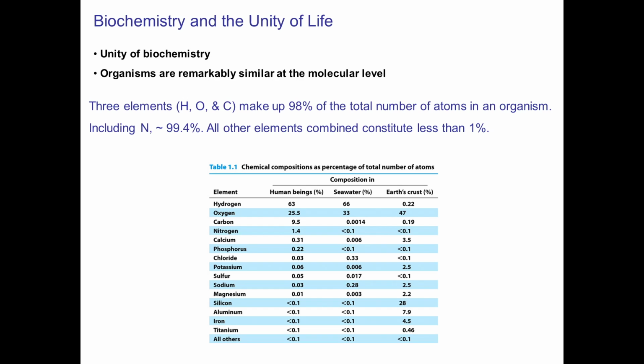The next most abundant thing in that chart is nitrogen. Now if I include that nitrogen with the other three, we're well over 99%, right? With everything else less than 1%. So where's this nitrogen going to be found?